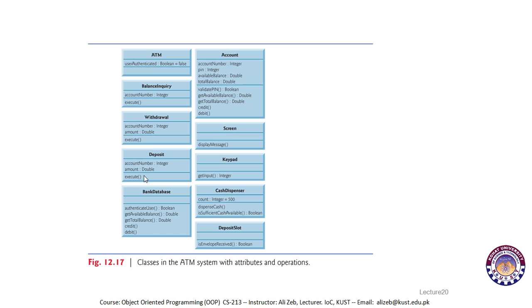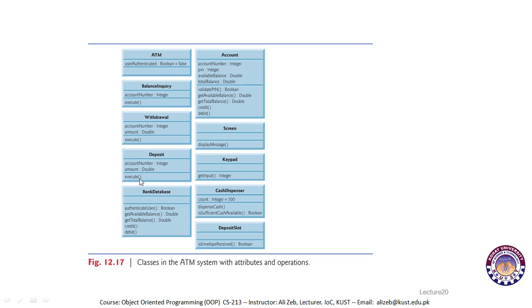To put the operations within the class diagram, now we have the updated class diagram. As we can see, our class diagram is getting more details with each analysis process. So we have an execute function in our balance inquiry that would display the balance inquiry of the user. We have an execute function in the withdrawal class that will execute the withdrawal function. We have a display message in the screen class. We have a get input that will get the input from the user, with the return type mentioned in front of the function, separated by a colon.